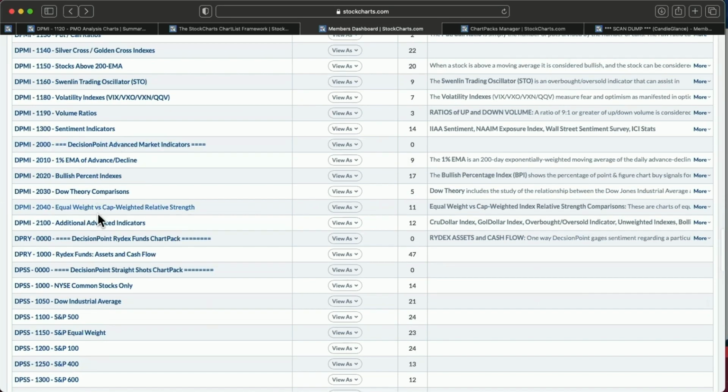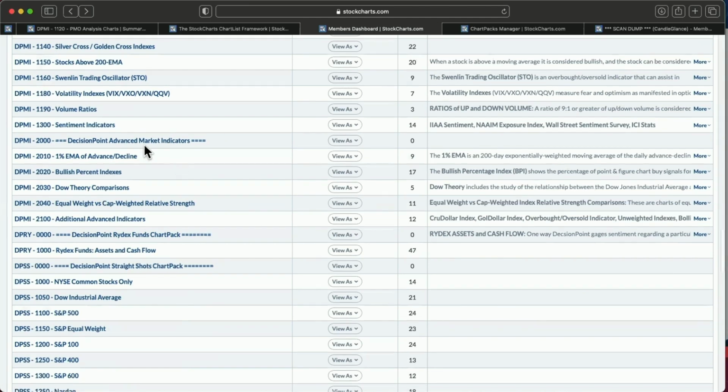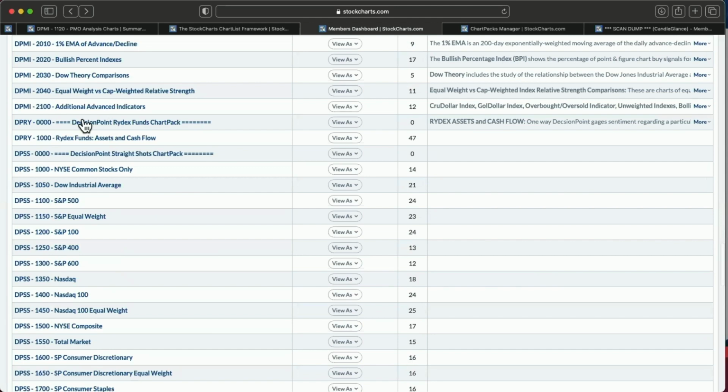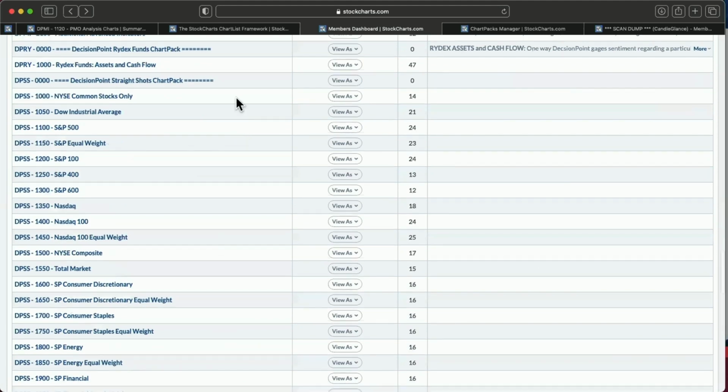Advanced market indicators, these come within the market indicators chart pack, but you can keep that if these are some of the things that you find interesting. We have one for the Rydex funds that is still available, I believe. I haven't reinstalled my chart packs because I don't want to lose all my annotations. So some of these are a little bit dated, but not all of them.